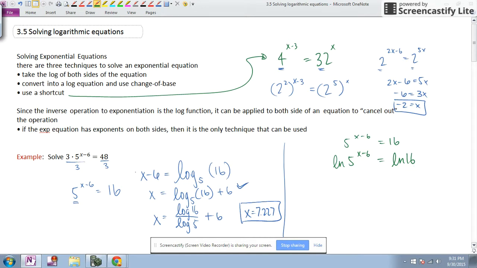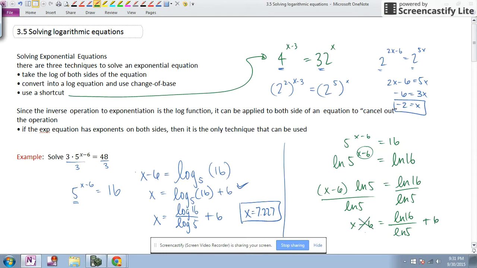Legal in math. Good news is now I can bring the exponent out front. So we have x minus 6 natural log of 5 equals the natural log of 16. And now I can divide both sides by the natural log of 5. And last but not least, by the way, don't use your calculator just yet because I don't want you getting rounding errors. I want you to use your calculator at the very end.